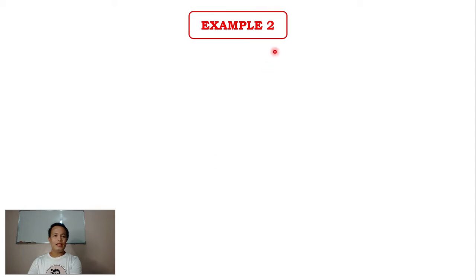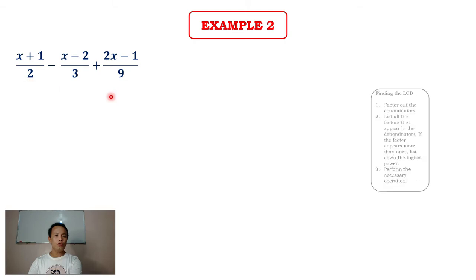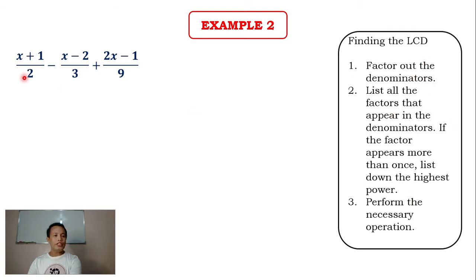Now let's proceed to our second example. Example number 2, we are given this rational algebraic expression, x plus 1 over 2 minus x minus 2 over 3 plus 2x minus 1 over 9. Now as you can see, we have here the first denominator, which is 2. We follow the same step. Our first denominator is 2. Our second denominator is 3. Both the first and the second denominator are prime numbers, meaning they do not have any other factors except 1. That is 2 times 1 and 3 times 1. So there is no need for us to factor out 2 and 3.